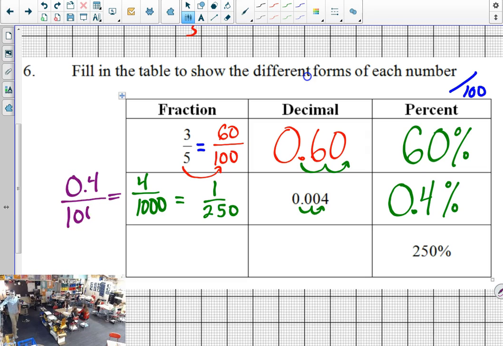This is a really ugly fraction. We normally don't mix decimals and fractions. That's kind of a no-no. But if I want to put it over 100, the numerator tells me my percent. The numerator over 100 is always your percent.